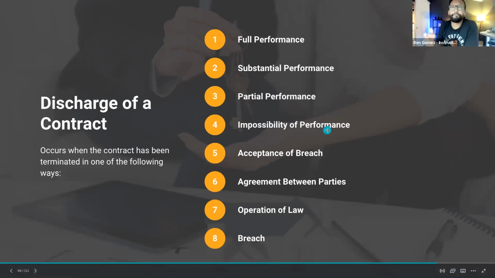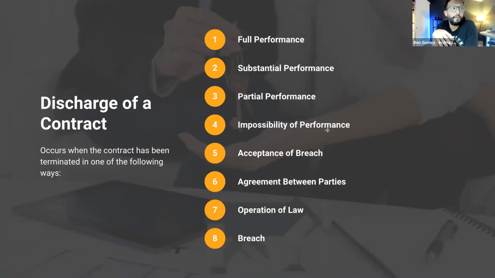Impossibility, you know, let's say you foreclose on the home, Carla, and I can't finish that, and you're going to foreclose on the home. You're not going to owe it anymore, and you're not even the owner anymore. So the impossibility of performance, just not done anymore. The acceptance of the breach, you know, we both agree that we're not going to finish that patio cover.